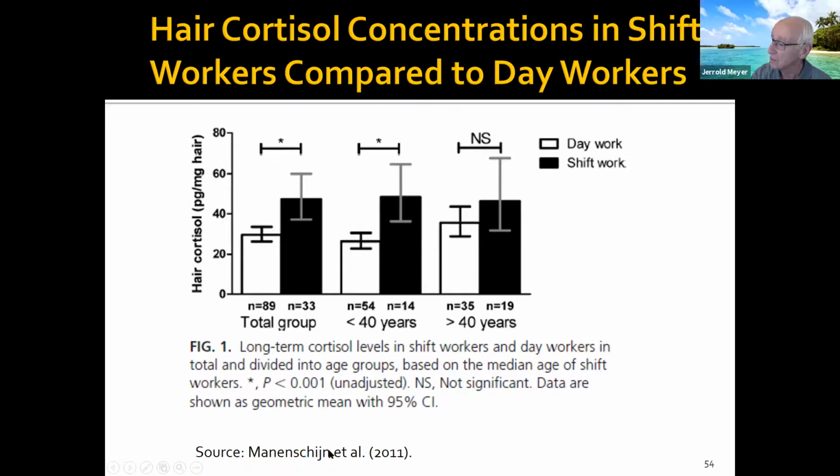So this is an example from that domain. This is from, I think, a Dutch group, I believe, looking at hair cortisol in shift workers compared to day workers. And you can see shift workers, who have constantly changing work hours, so they don't have a stable day-night cycle over periods of time. And you can see that they had two different age ranges, but the biggest effect was actually in the less than 40-year-old, but also all the data together were significant.